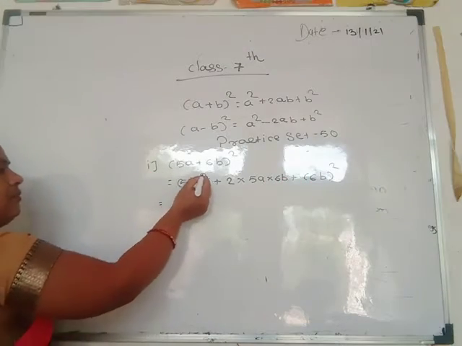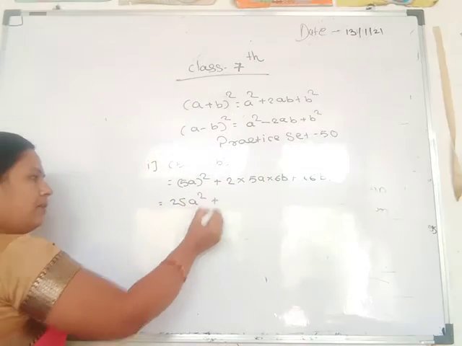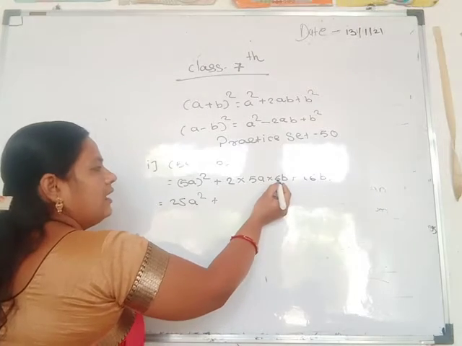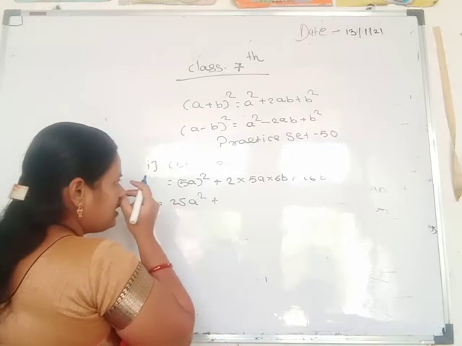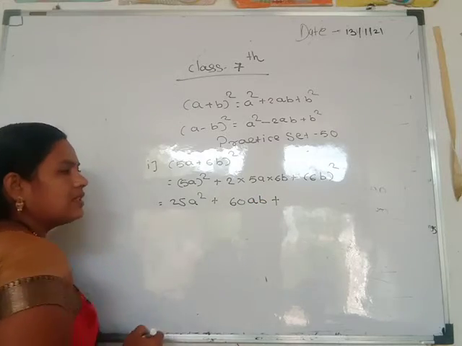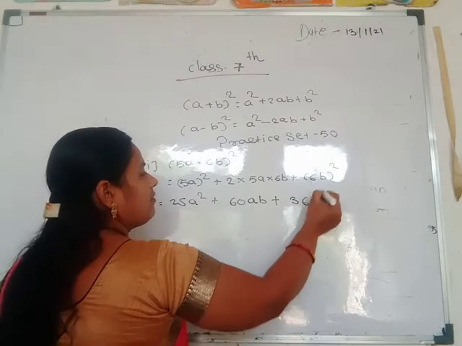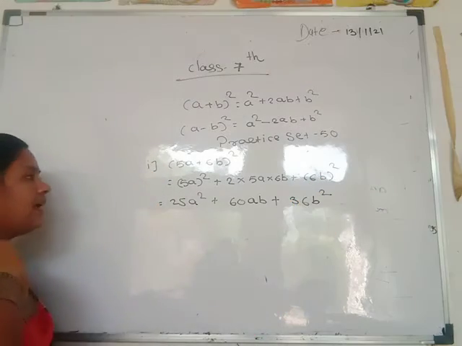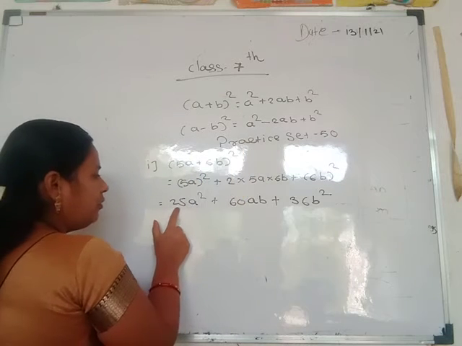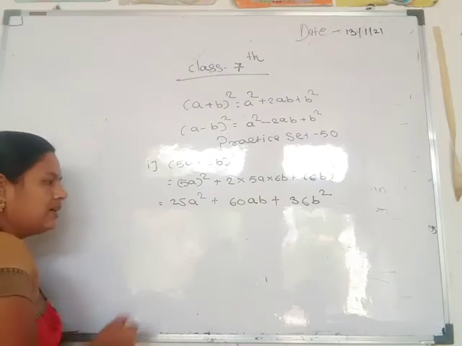(6b) square. Then (5a) square is 25a square, plus 2 into 5 is 10, 10 into 6 is 60, and a into b means ab, plus (6b) square means 6 square, 36, and b square. Then the expansion of (5a plus 6b) whole square is equal to 25a square plus 60ab plus 36b square.